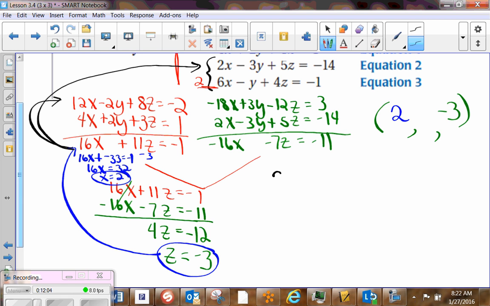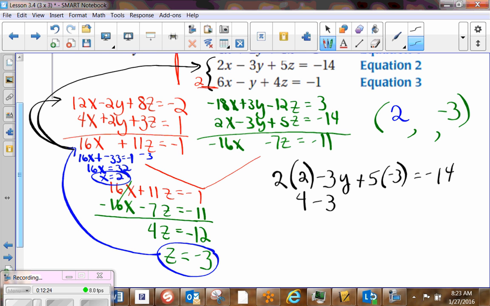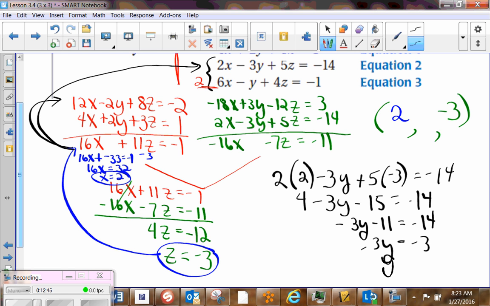So I'm going to do 2 times x, which x I know to be 2, minus 3 times y, plus 5z, my z is negative 3. And that needs to equal negative 14. Do the math. 4 minus 3y minus 15 equals negative 14. Negative 3y minus 11 equals negative 14. Negative 3y equals, bring that over, negative 3. Y equals 1.